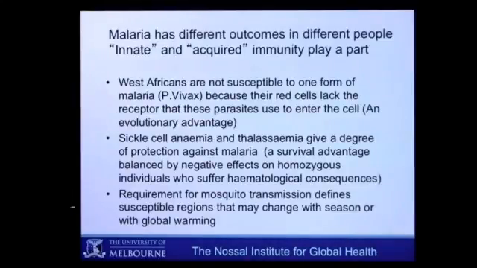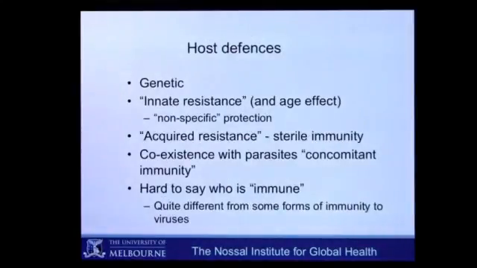So, and obviously the requirement for mosquito transmission defines susceptible regions that may change with season or with global warming. So in Papua New Guinea, for example, there are places that can have epidemic malaria in the highlands where there's a balance whether it can or can't transmit from year to year. In the Sahel, with the desert coming south through desertification, some places that had malaria are becoming less affected. It's not certain what would happen with global warming, but in some places there'd obviously be more and some places less. But suffice to say that there would be change.